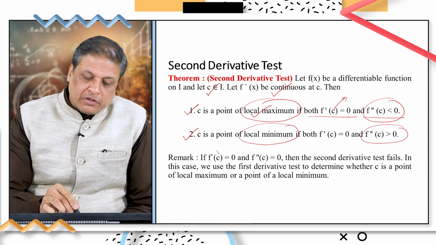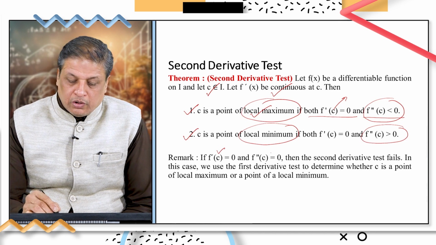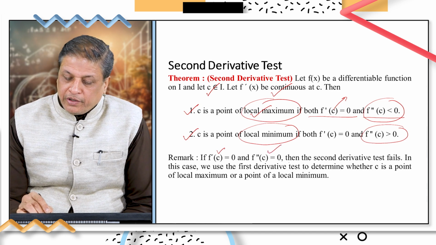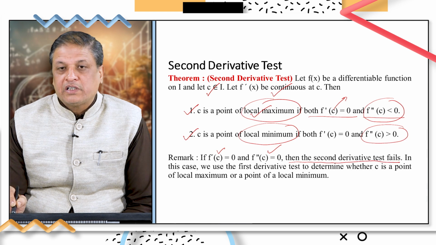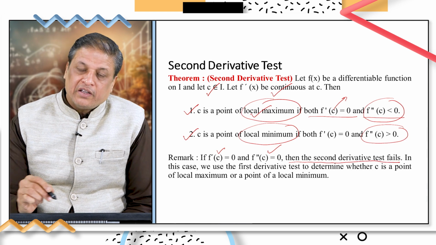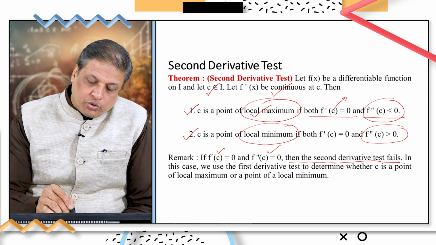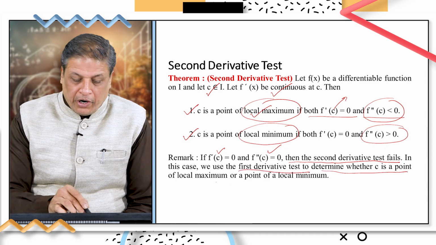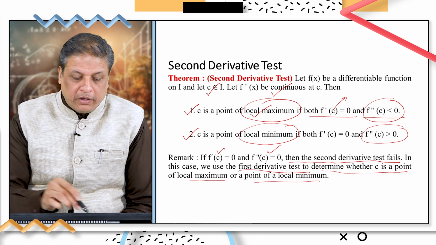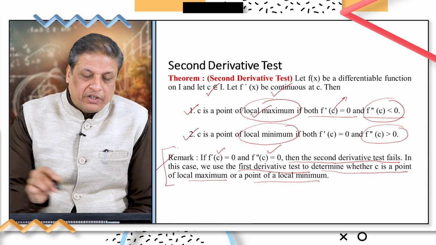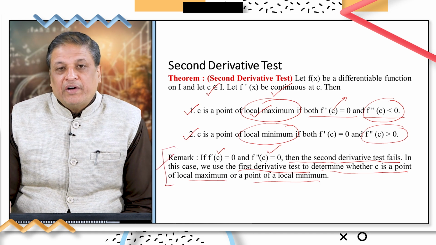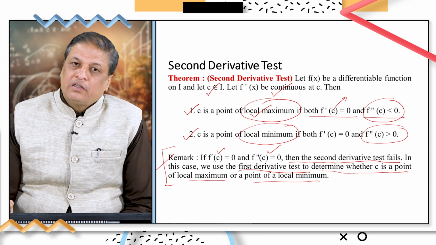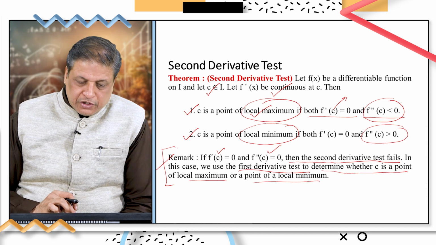But many a time there is a situation that f'(c) is equal to 0 and f''(c) is also equal to 0. At that point of time, the second derivative test fails, and in that situation, we are supposed to use only the first derivative test to determine whether c is the point of local maximum or local minimum. So, this is an important observation, that if f'(c) is equal to 0 and f''(c) both turn out to be 0, then the first derivative test comes into the picture.